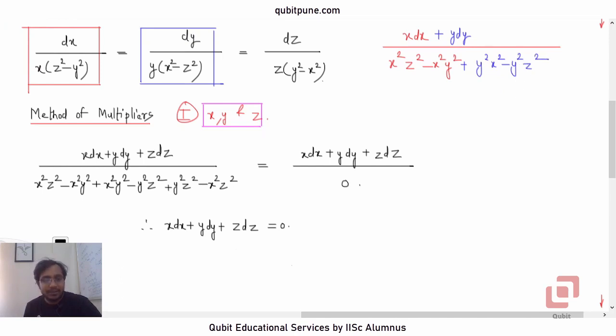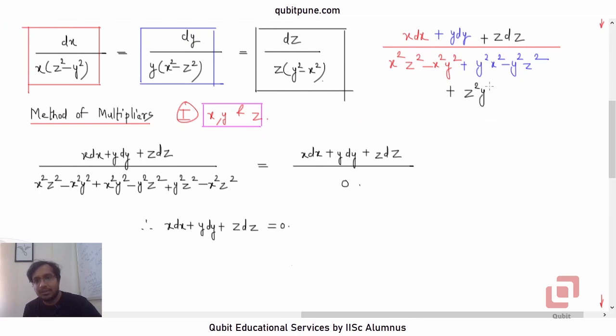And then finally you do the same thing with this. Okay, so the numerator will be z dz, and what about the denominator? z squared y squared, or y squared z squared minus z squared x squared. Okay, that is the properties of ratios which we have done here.